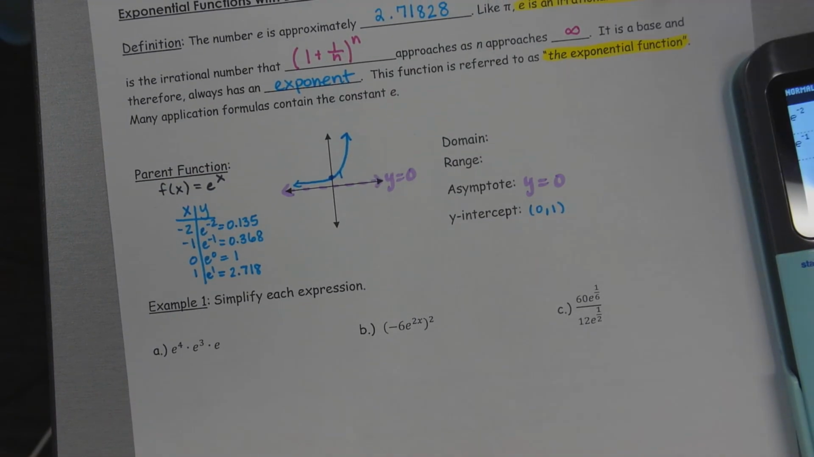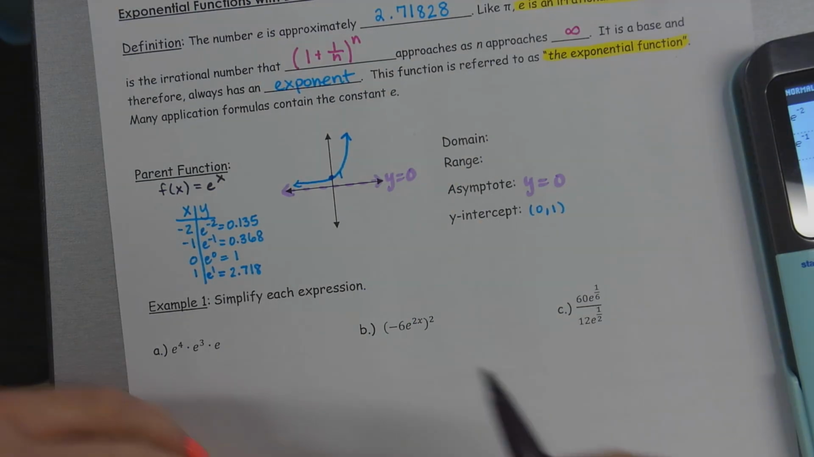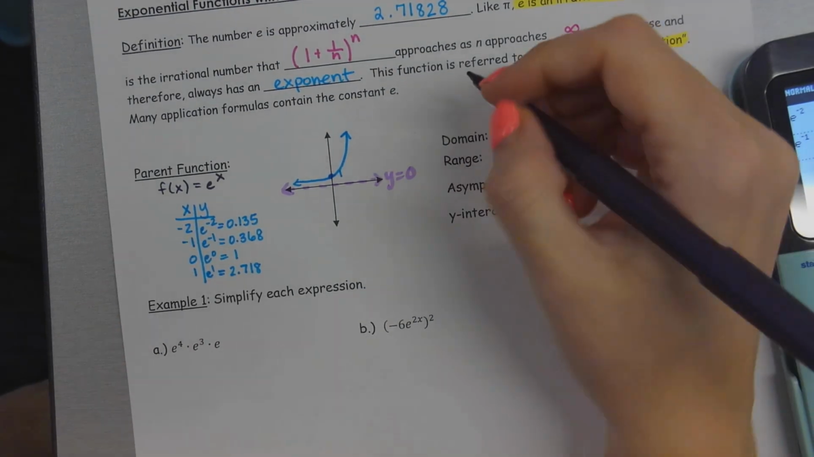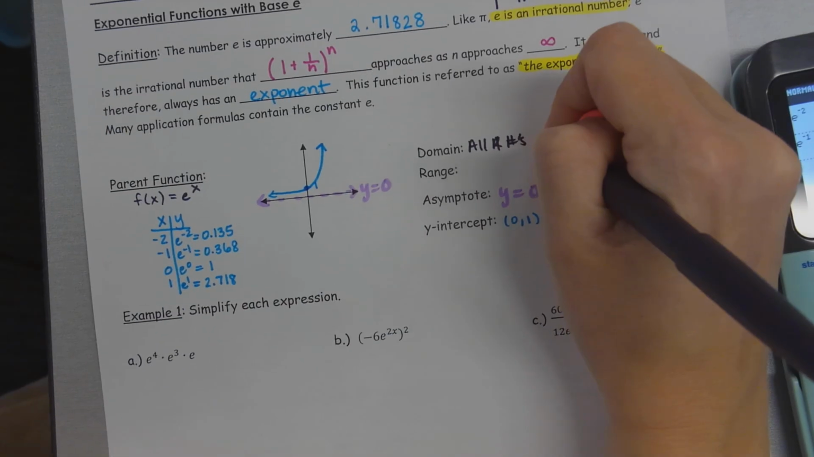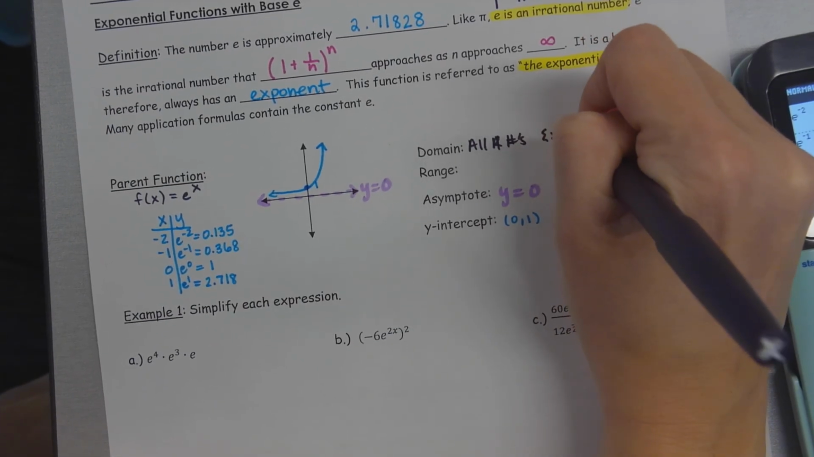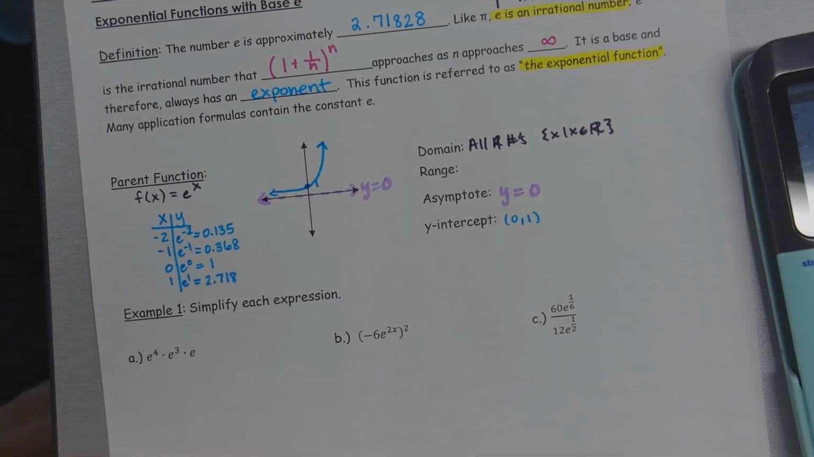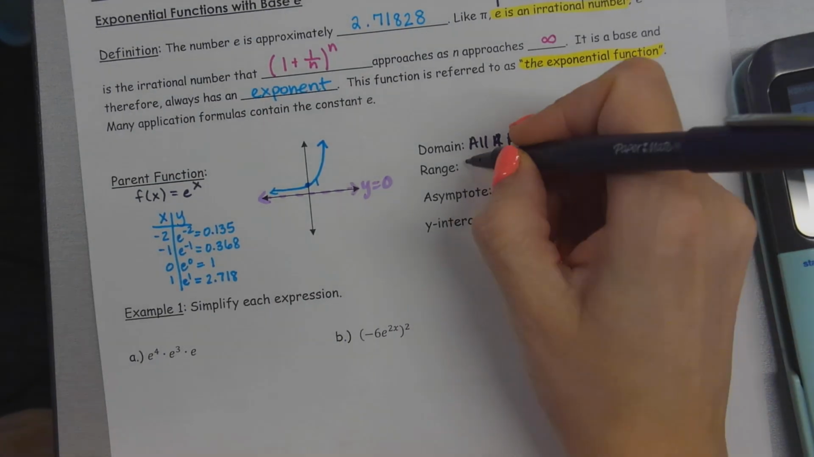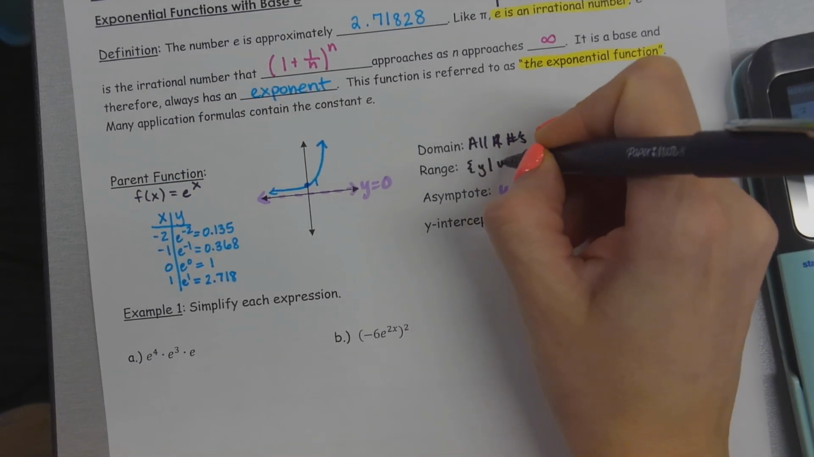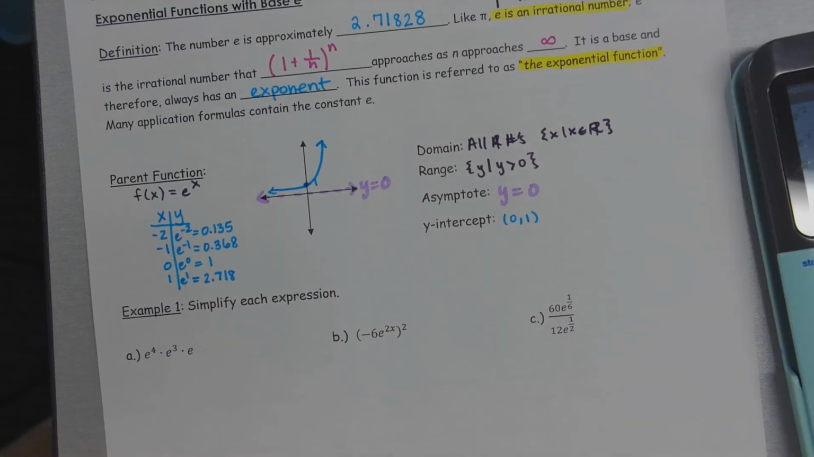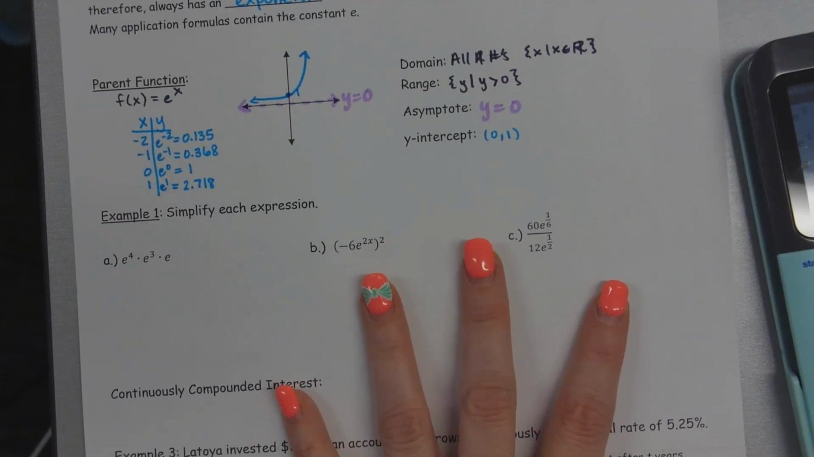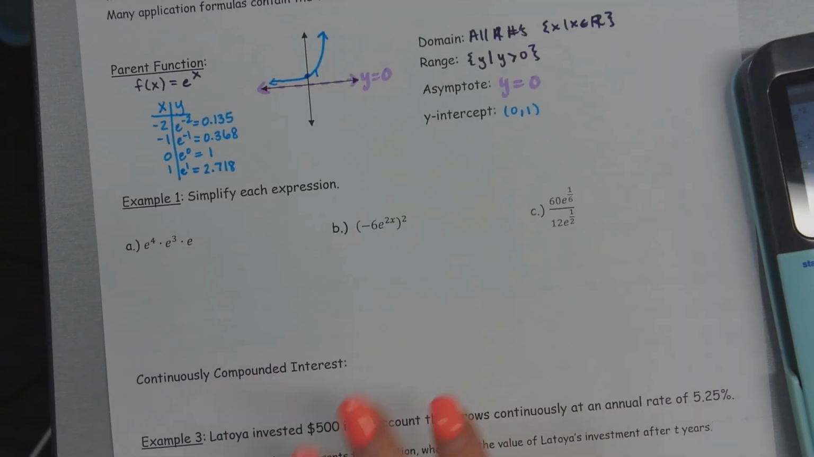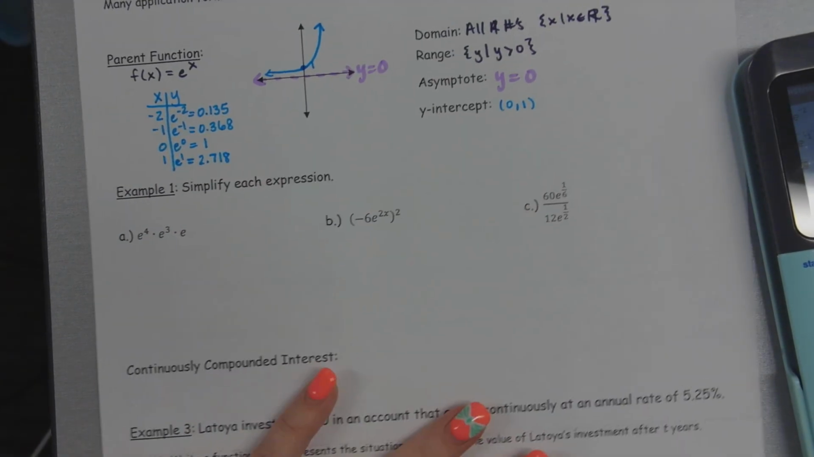It is an exponential function, which means your domain is all real numbers, so x such that x is an element in the real number set. The range works very similar to how we did our exponential functions. They are going to be greater than the asymptote, or less than the asymptote, depending on what your graph looks like. Our parent function has all of those values above.